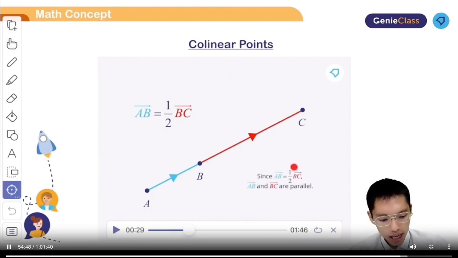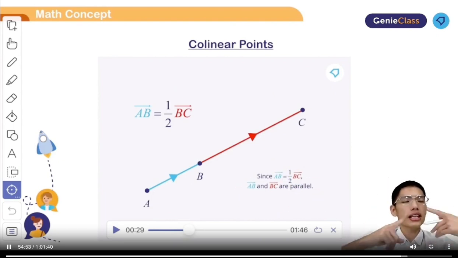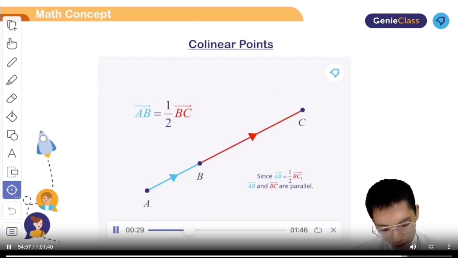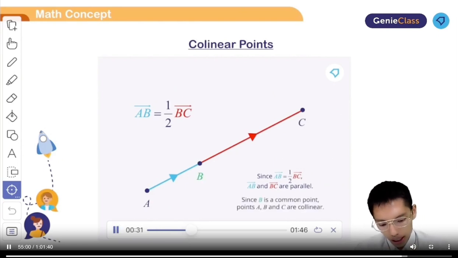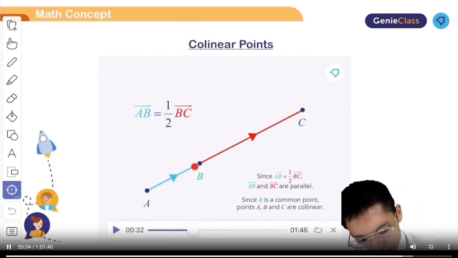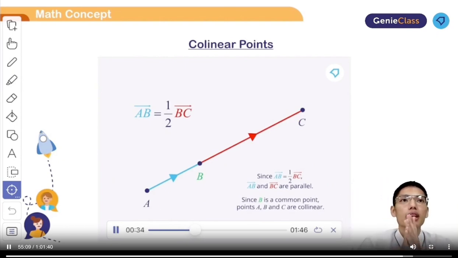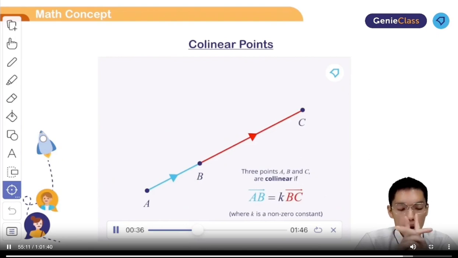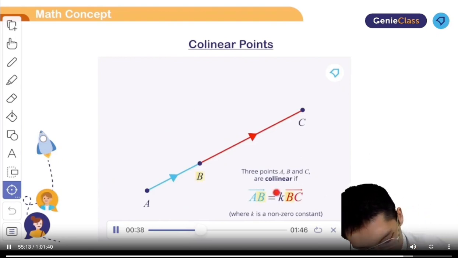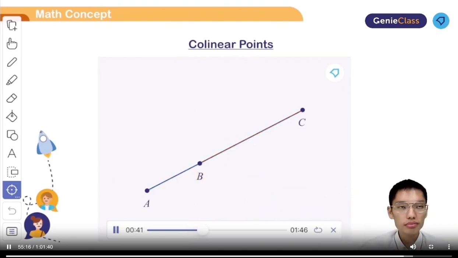You realize if AB is half of BC, they are parallel because they are scalar multiples of each other. Let's recap. We have done this before. Scalar multiple of each other. They are parallel. So what do we do? Okay. Take note. Two vectors are parallel and they have a common point. Common point and they are parallel. They are collinear. So that's one thing to take note. As long as you can prove that they are parallel and they share one point, that is the notion of being collinear. One common point and parallel to each other.